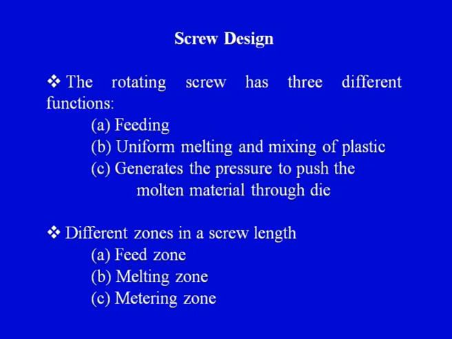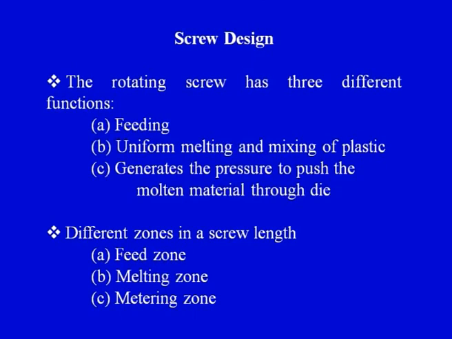Now, the screw design is also very important. Why? Because it is the element which exerts pressure over the molten plastic and feeds it into the die, so that it takes the shape of the die and gives us the final product. Now, the rotating screw has three important functions. What are the functions of the rotating screw that have been highlighted on this slide?